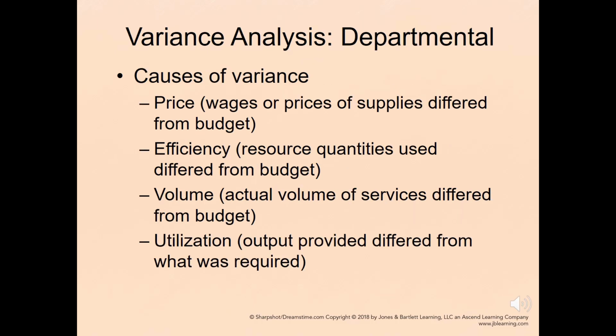At the departmental level, the causes of variance can be looked at in terms of price, which are the wages or prices of supplies that differed from the budgeted amount; efficiency, which are the resource quantities used that were different from the budgeted amount; the volume, actual volume of services that differed from the budget; and utilization, the output provided that was different from what was required.